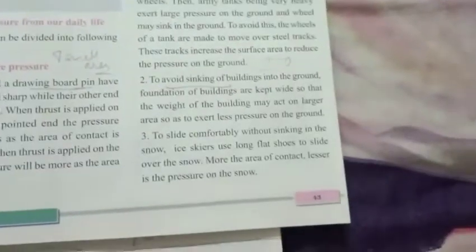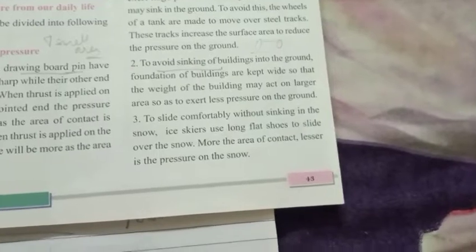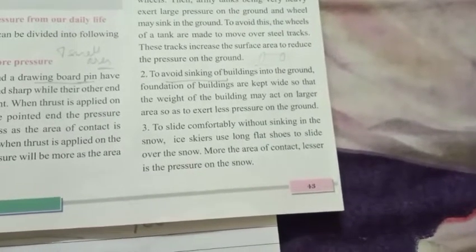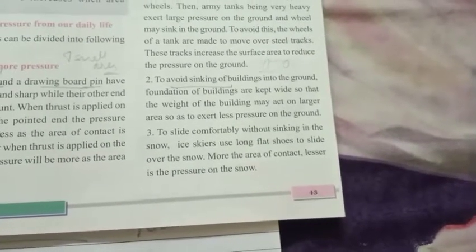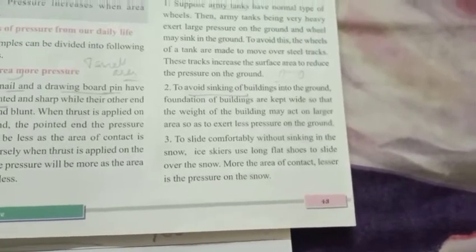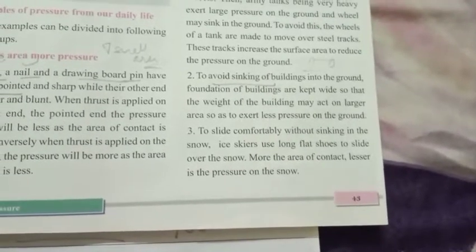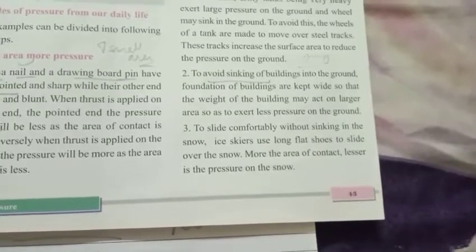Same, to avoid the sinking of the building, the foundation is made broad so that it cannot collapse easily. It can take the pressure of many floors. There are 33 floors, 54 floors. They are made broad so that they can take the pressure of each other.